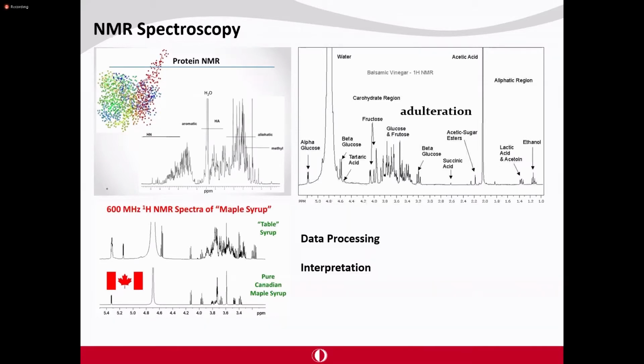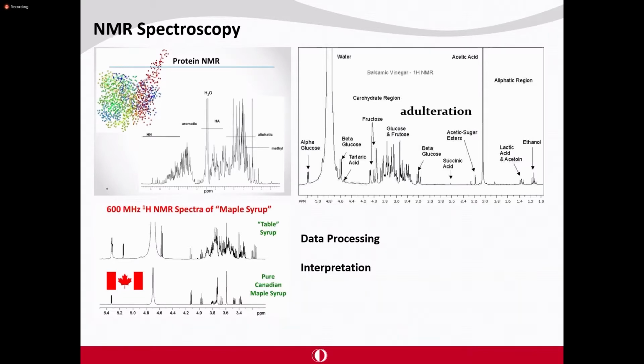It is the pure Canadian maple syrup, and manufacturers, due to the cost, usually try to mimic maple syrup by using corn syrup as the main agent, and then they add flavors and produce pancake syrups. At the top you see the NMR spectrum of one of these table syrups, and just by looking at the spectra qualitatively, you can say that they are different from each other.